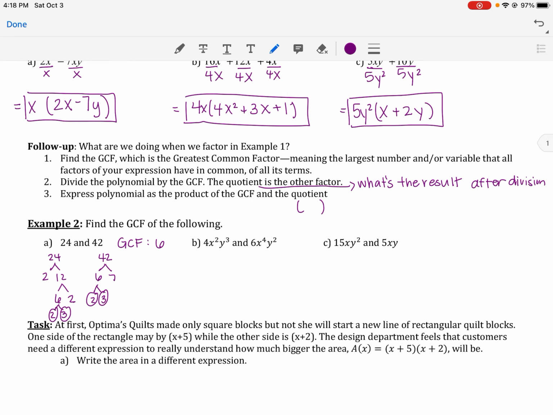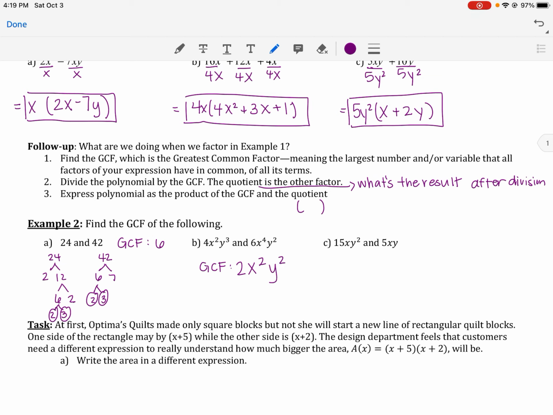So we've got 4x squared y cubed and 6x to the fourth y squared. So the GCF here: the numbers 4 and 6 are small enough that you probably know the biggest one we can put in both of those is 2. We've got an x squared and x to the fourth, so think about taking the smaller exponent, so x squared. We've got y cubed, y squared, so then y squared.